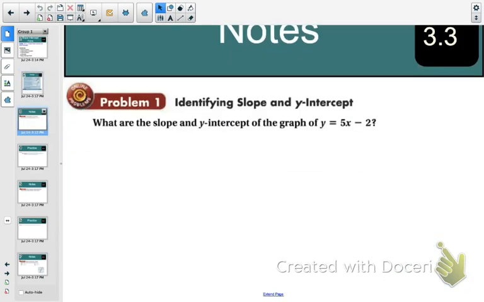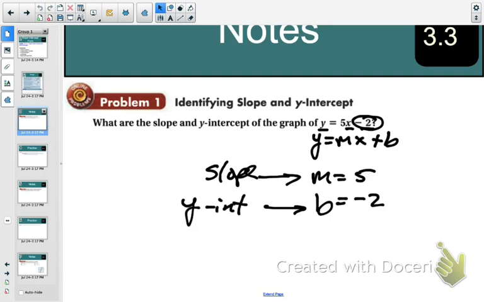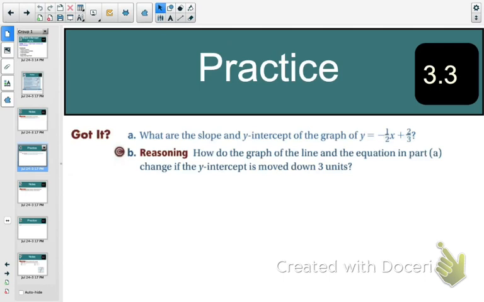What are the slope and the y-intercept of the graph? If you remember the equation, y equals mx plus b. We have our y and we have our x. So m is going to be whatever is attached to the x. So in this case, m is 5. And b is going to be the minus 2 here. So the minus has to stay with it. So it's negative 2. So your slope is 5. Y-intercept is going to be negative 2. So using that, we could actually graph it, but we're not going to do that right now.